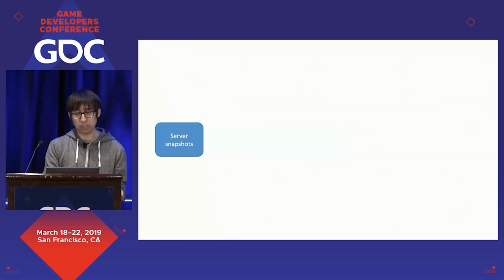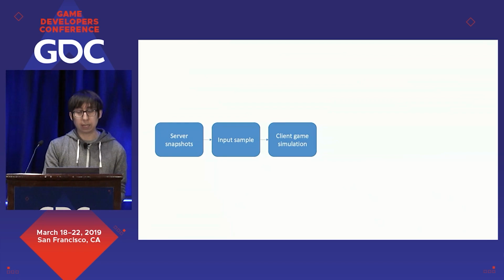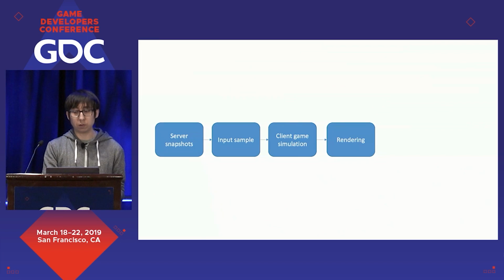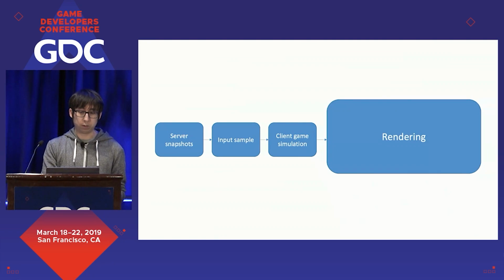So here's a very high-level overview of one frame of CPU work. There's a ton of other systems involved, but this is just a summary. So first, we get an authoritative game state from the server to update the client game state. Then we sample for input and factor that input into client-side game simulation. And finally, we do all the work necessary for rendering the result of the game simulation to screen. Let's zoom in on the rendering part.